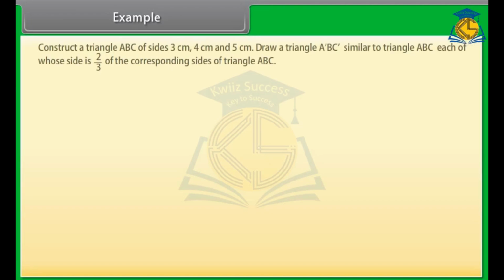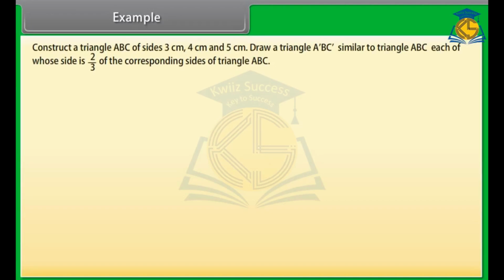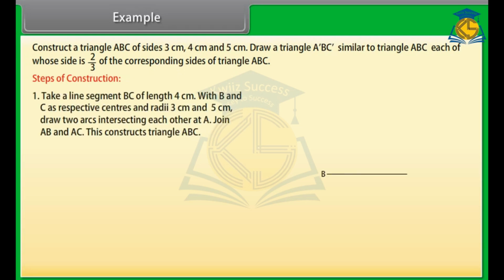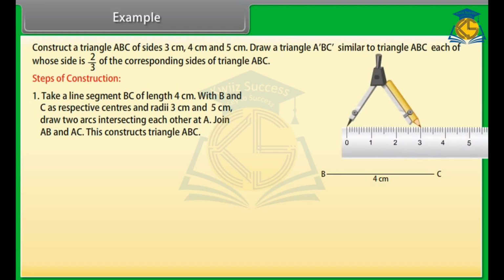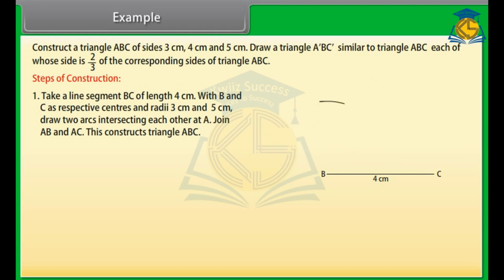Example. Construct a triangle ABC of sides 3 cm, 4 cm and 5 cm. Draw a triangle A'BC' similar to triangle ABC, each of whose sides is 2/3 of the corresponding sides of the triangle ABC. Steps of construction. Take a line segment BC of length 4 cm, with B and C as respective centers and radii 3 cm and 5 cm, draw two arcs intersecting each other at A. Join AB and AC. This constructs triangle ABC.